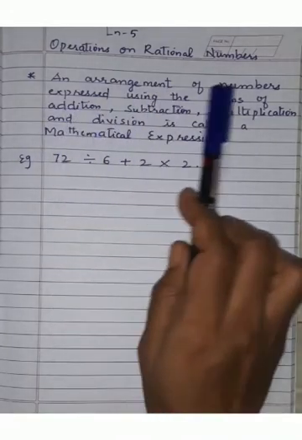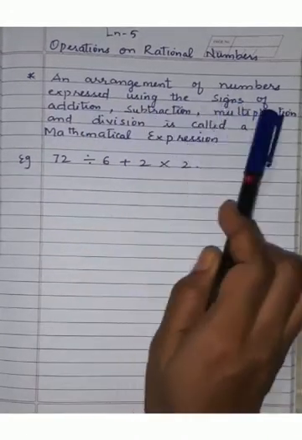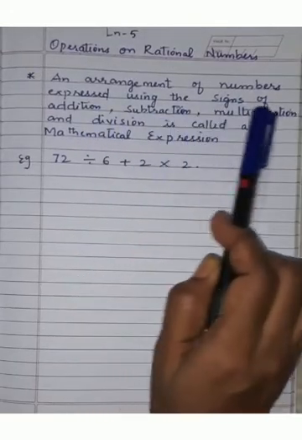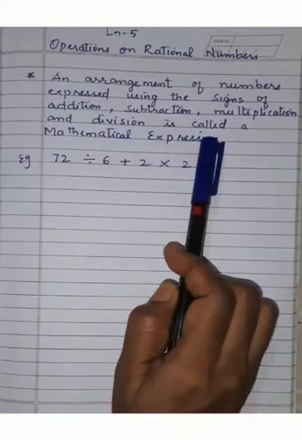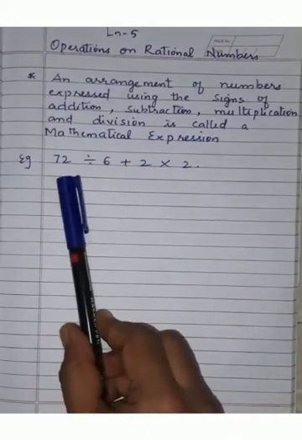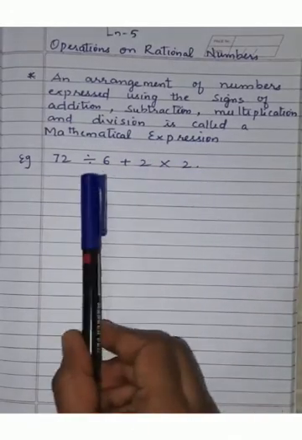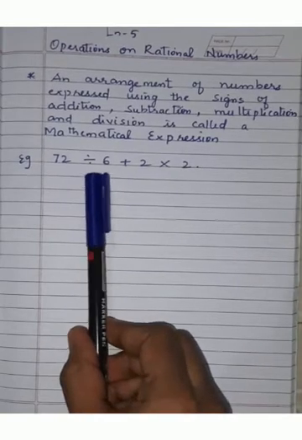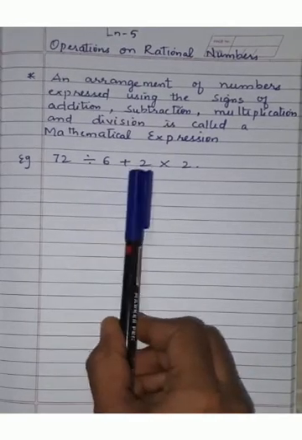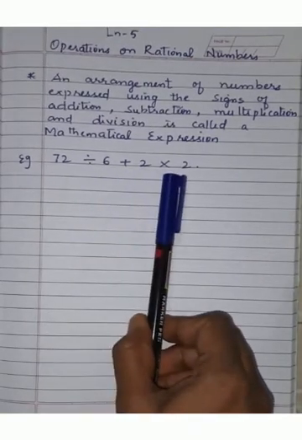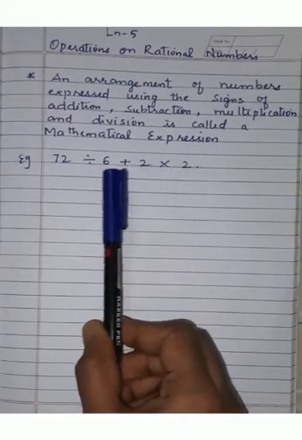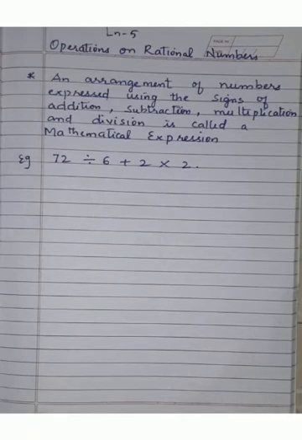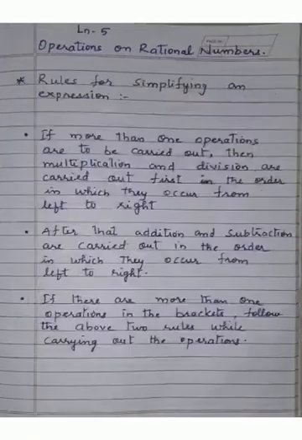Now, an arrangement of numbers expressed using the signs of addition, subtraction, multiplication and division is called a mathematical expression. Now children, you can see here some numbers given, and these numbers are arranged using the signs like division, addition and multiplication. So such an arrangement of numbers by using these mathematical signs is known as a mathematical expression.